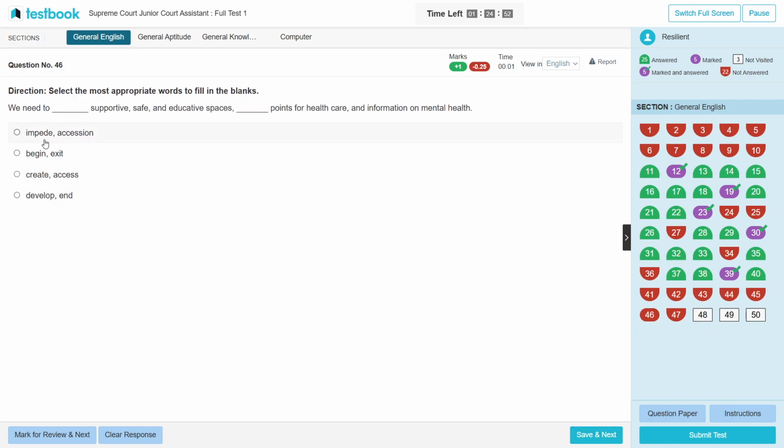We need to create supportive, safe, and educative spaces, access points for healthcare and information on mental health. Impede. They cannot sit as a separate group in the assembly because the law does not permit them to do so. Because the law does not permit them.